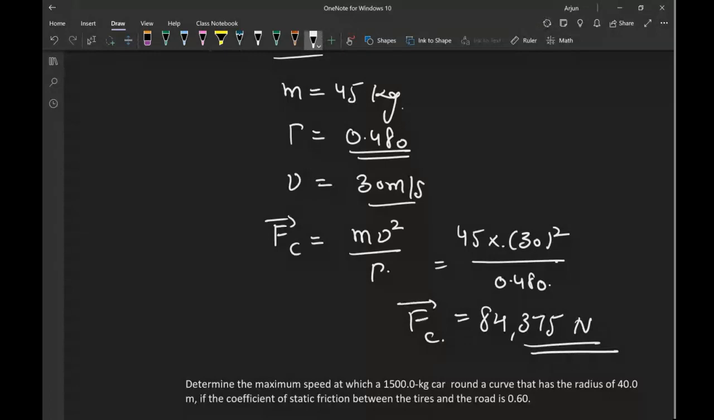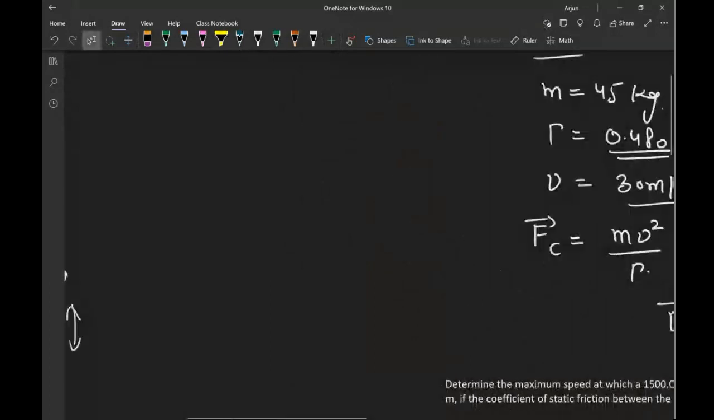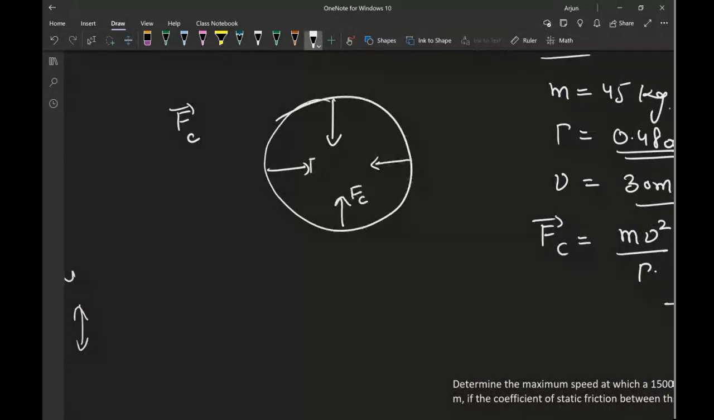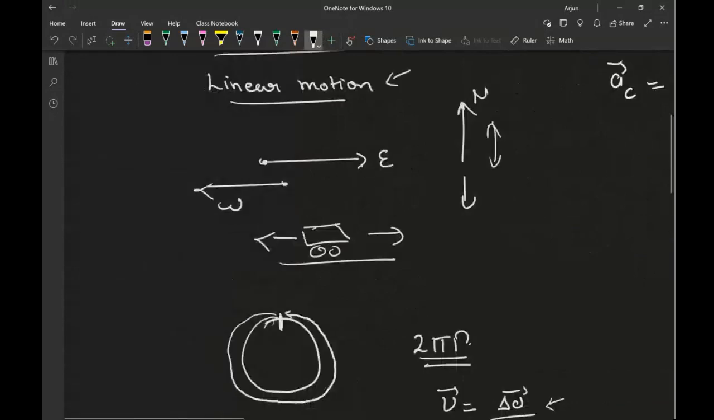Now we wanted to identify the direction of the centripetal force. The direction of centripetal force will always be towards the center. So Fc net, which is the net circular force, always acts towards the center. Same thing with the acceleration also. If you are asked to find the acceleration, it only acts towards the center in a circular motion, so it will be towards the center. So that was the basics about the circular motion.